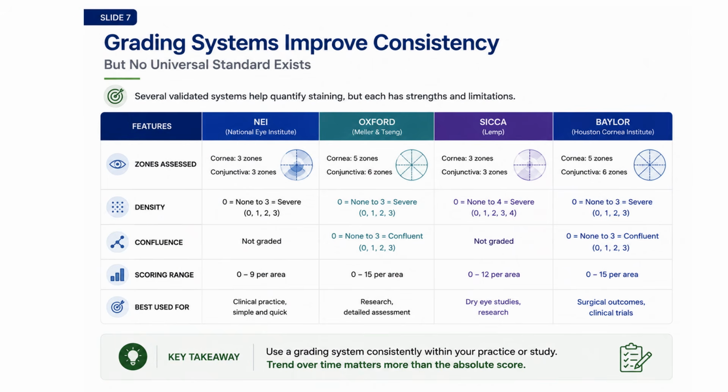Why is a grading system important? Grading is always important to improve consistency. What might be mild for me might be moderate for you and might be severe for another person. To have uniformity and also to help in research, we have various scales.